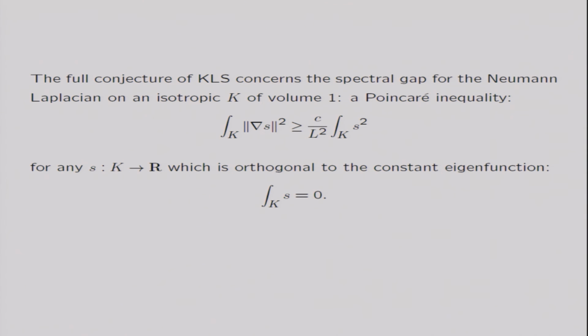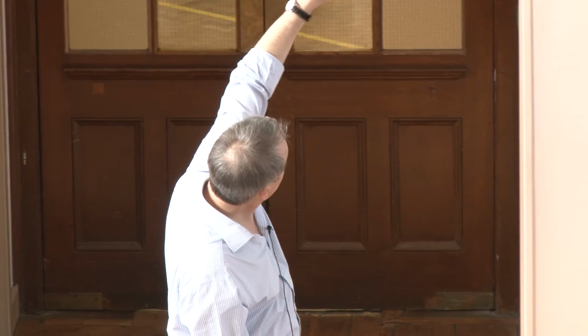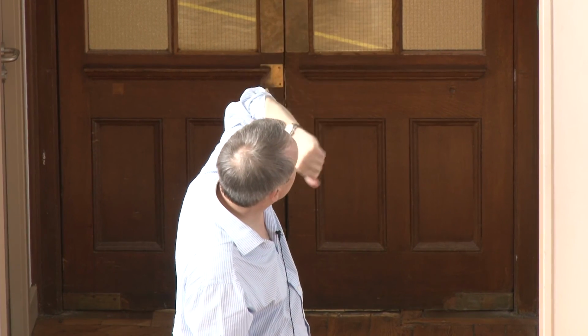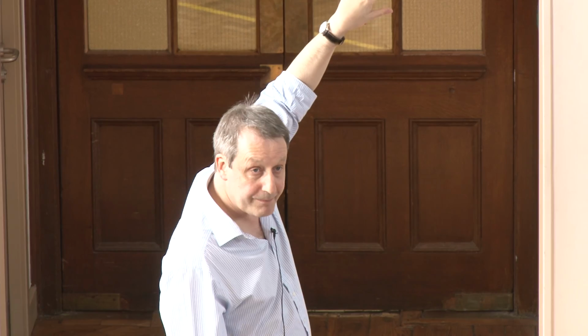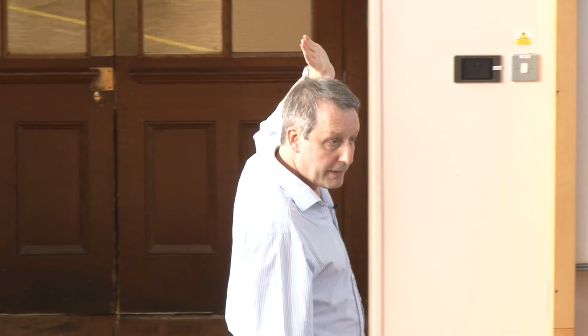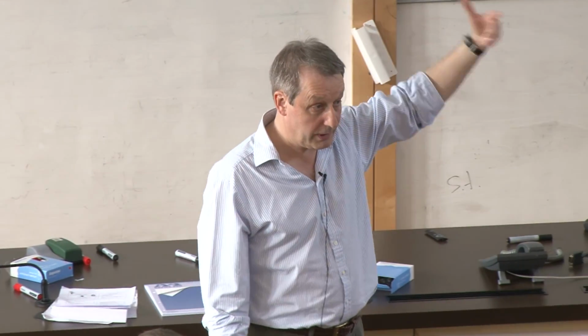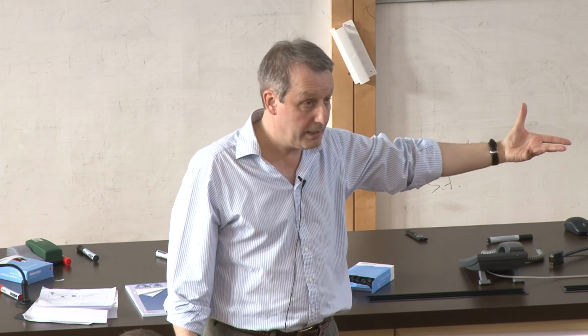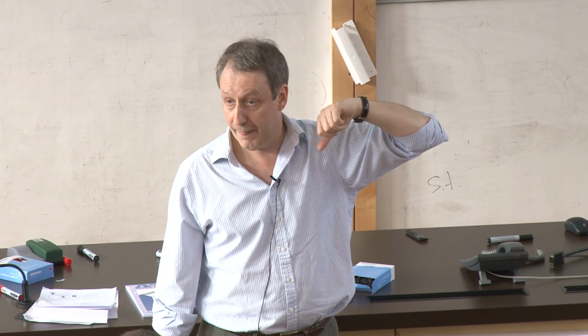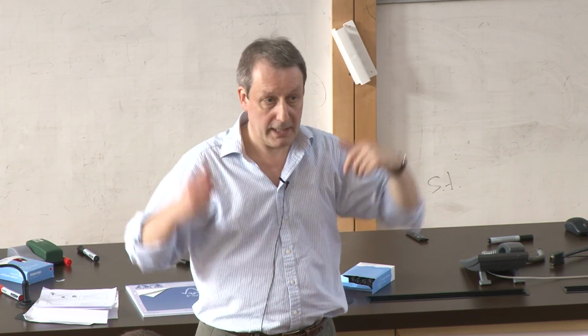In other words, provided S has integral 0, right? Provided its average over K is 0. And you'll notice, and this makes it in a sense even clearer, the constant in this inequality has this L squared on the bottom. So KLS says you have an inequality like this, which appears to suggest that L is large, because it's on the bottom, on the downside of the inequality, but in fact it implies that L is small. Right, that's the previous slide.